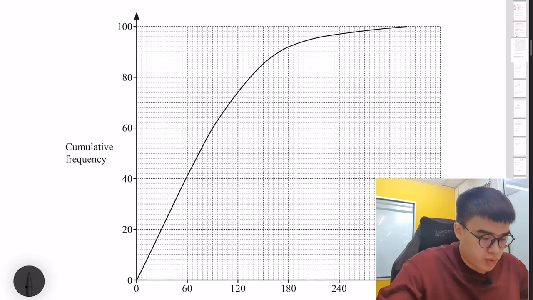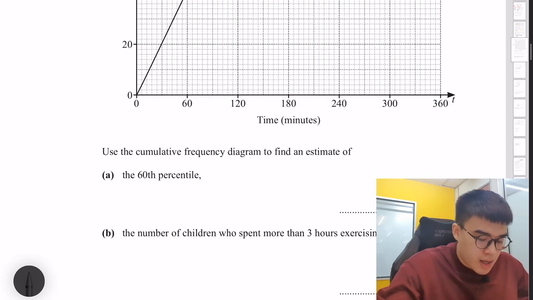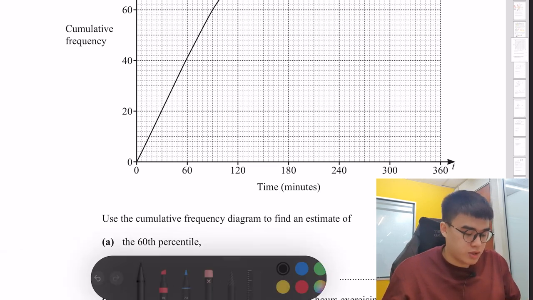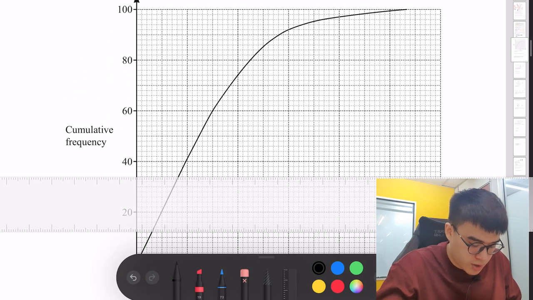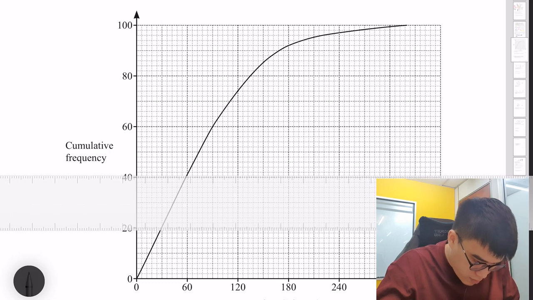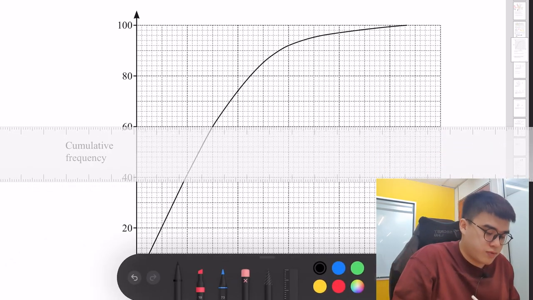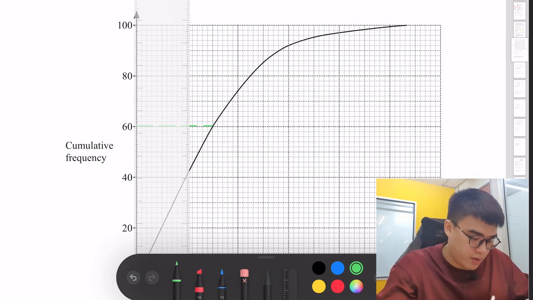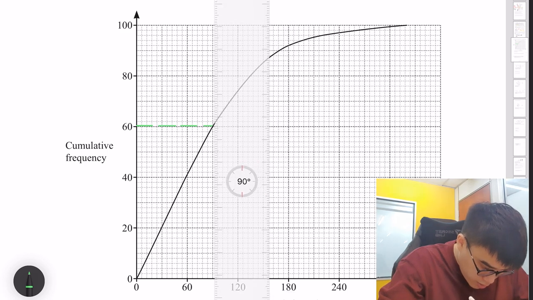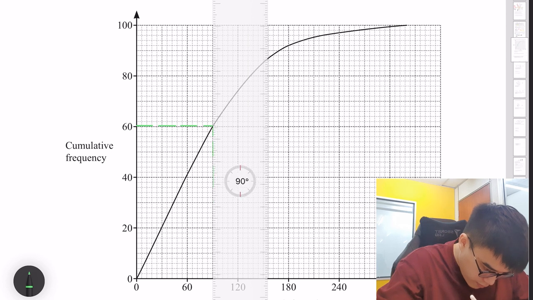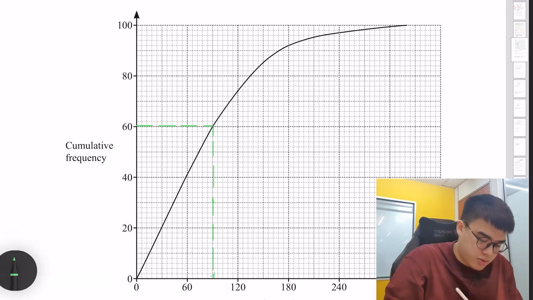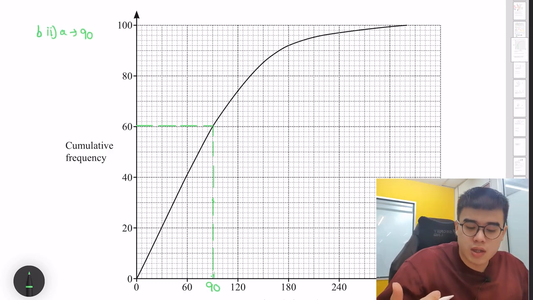Moving on, we have part 2 where they gave us a cumulative frequency diagram and they wanted the 60th percentile. Since the students' amount is 100, I just take from 60 then. I will be using another color so that you can see it clearer. When it was being drawn down here, it will arrive at 90.